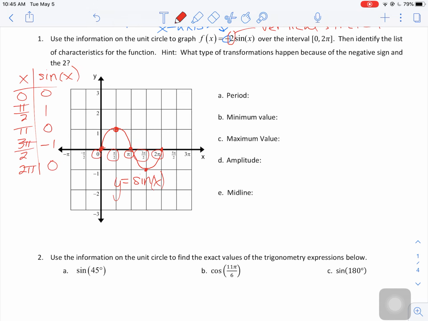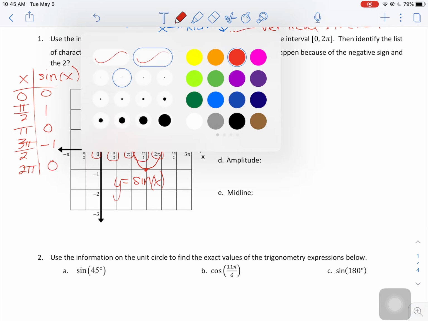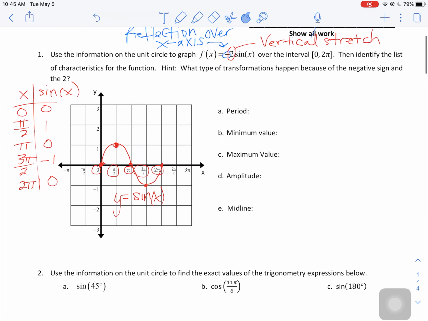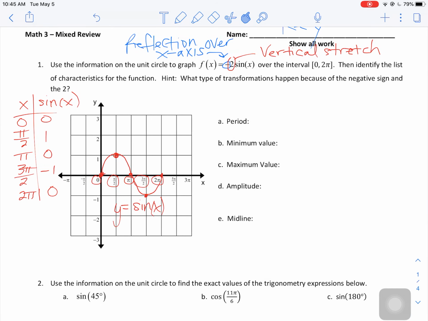That's the red curve. Now, if we want to do the actual graph that they want us to do, let's do that in blue. So the negative sign we already talked about makes us reflect over the x-axis, and then the 2 makes everything multiplied by 2, basically. So if I look at this first point, 0, 0, when I multiply everything by 2, it just stays there, because 0 times 2 is 0. And then as far as flipping over the x-axis, it's already on the x-axis, so it just stays there.